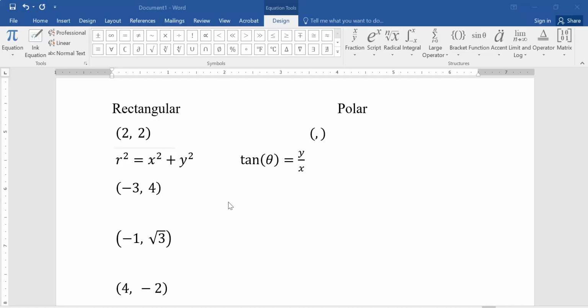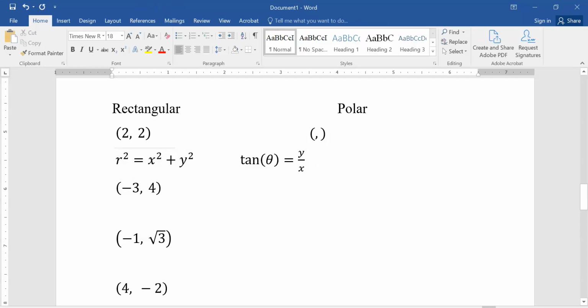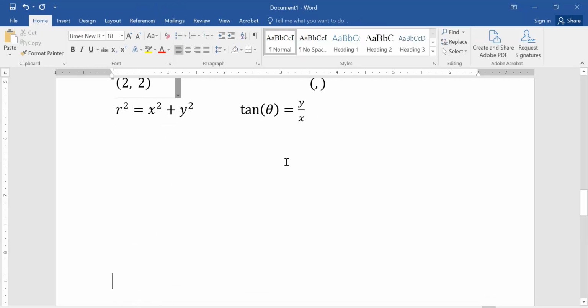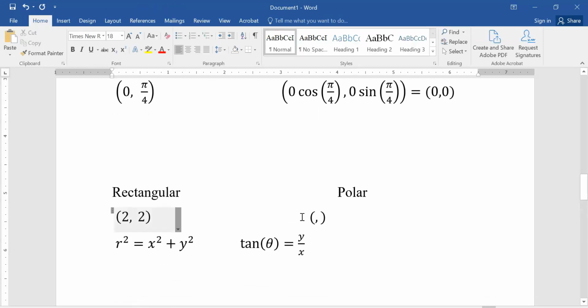All right, so hopefully you went ahead and did that. Now let's start doing some conversions here, going from rectangular to polar coordinates.